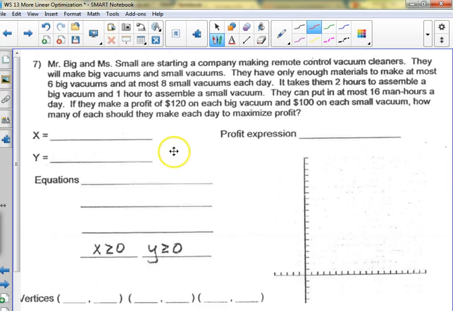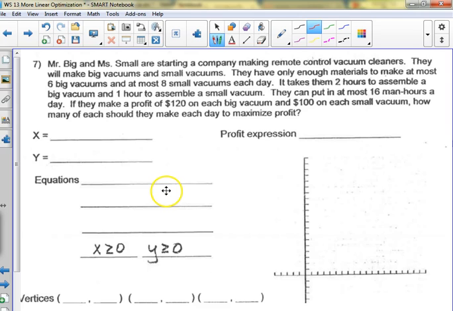Shall we do 7 at least? Okay. Mr. Big and Ms. Small are starting a company making remote control vacuum cleaners. They're going to go into business against Roomba. Is that the name of those little robot vacuum cleaners? Okay. They're going to make big ones and small ones.